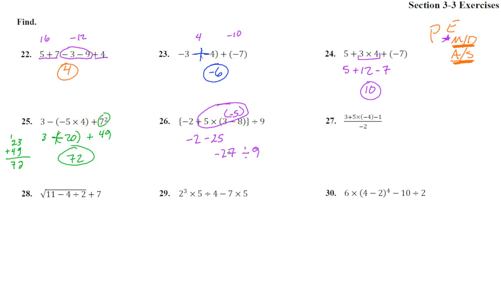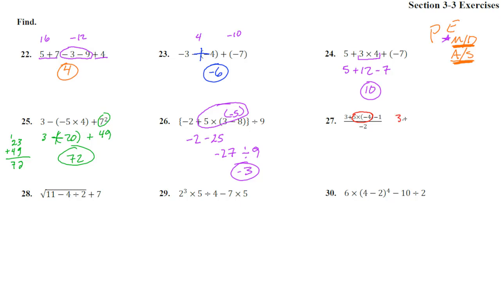Oh, that's nice. 27 divided by 9 is 3, and it's a negative. So negative 3 is what it turns out to be. Okay, number 27. Okay, notice this big line here. It's almost like a parentheses, that all of this whole thing on top is all one big number. So let's make sure and do that. Here's the multiplication that we've got to take care of.